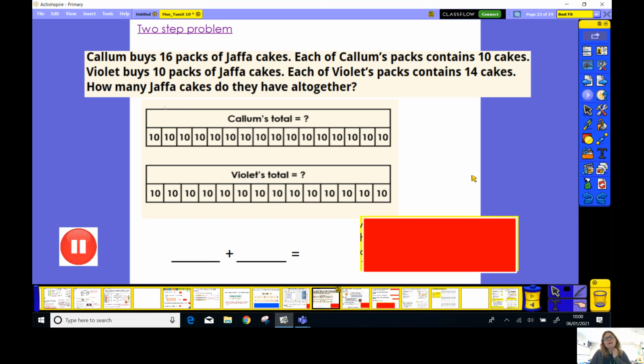Callum buys 16 packets of Jaffa cakes. Each of Callum's packs contains 10 cakes. Violet buys 10 packs of Jaffa cakes. Each of Violet's packs contains 14 cakes. How many Jaffa cakes do they have all together?